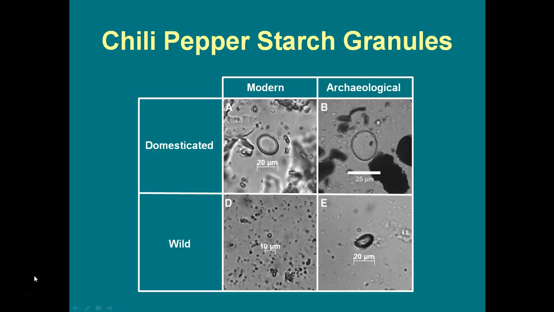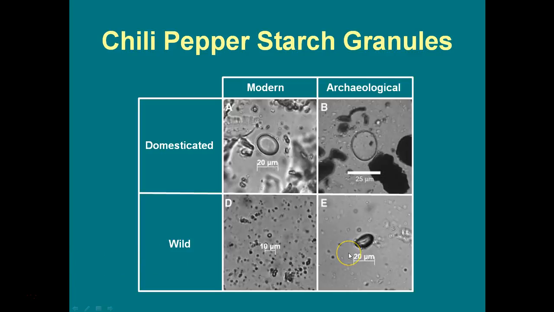The analysis of starch granules is an emerging field in the study of domestication, and is particularly useful for the study of some plants that don't preserve very well. In this example, we are looking at chili pepper starch granules. These starches occur in the walls of the plant, and when the plant decays, they can be preserved under certain conditions.